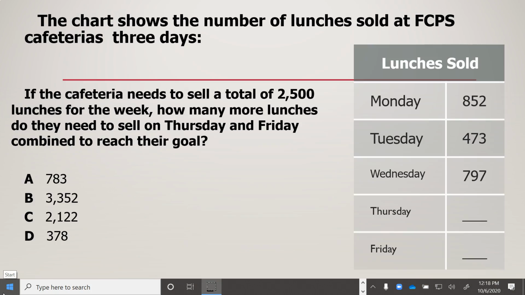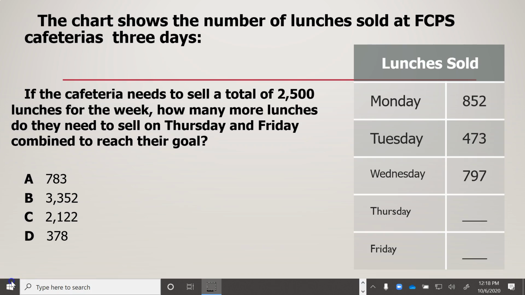Okay, my friends, last one in this lesson. It's funny how long word problems take, but when you finish them, you feel amazing. It says that the chart shows the number of lunches sold at FCPS cafeterias in 3 days. On Monday, 852. On Tuesday, 473. And on Wednesday, 797. The question says, the cafeteria needs to sell 2,500 lunches for the week. How many more lunches do they need to sell on Thursday and Friday combined to reach their goal?